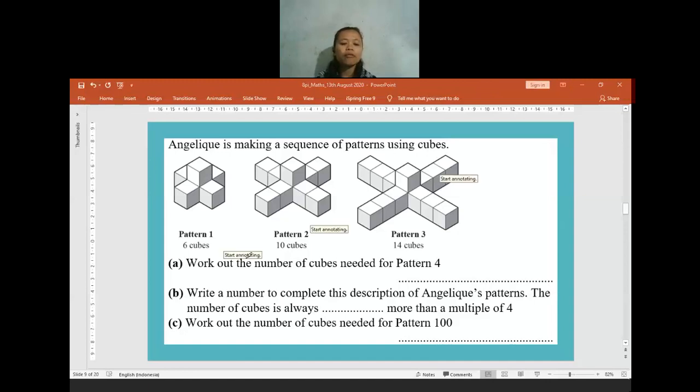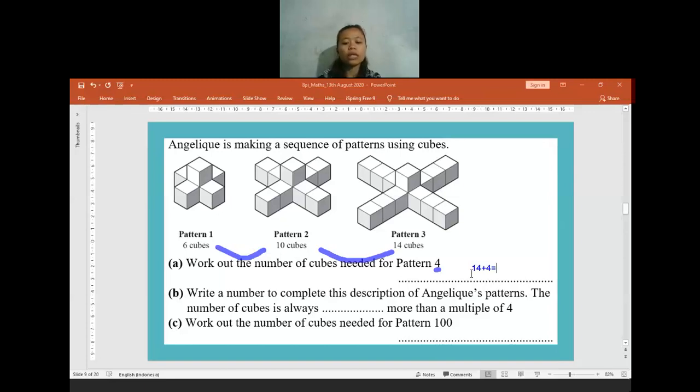Yeah, so you can find the difference first. Thank you. Some of you already typed it in the chat box. So from 6 to 10, we have to add 4. 10 to 14, we have to add 4. So for pattern 4, we will do 14 plus 4, which equals 18.